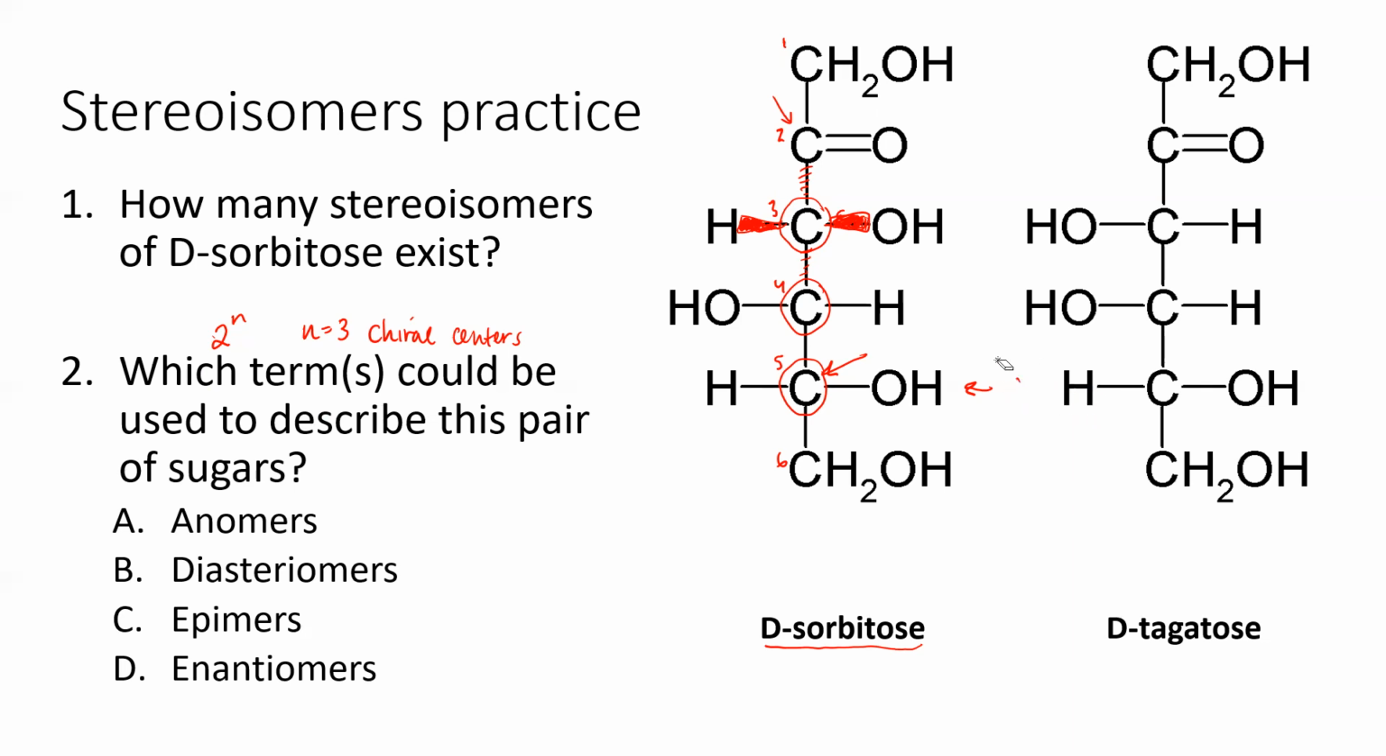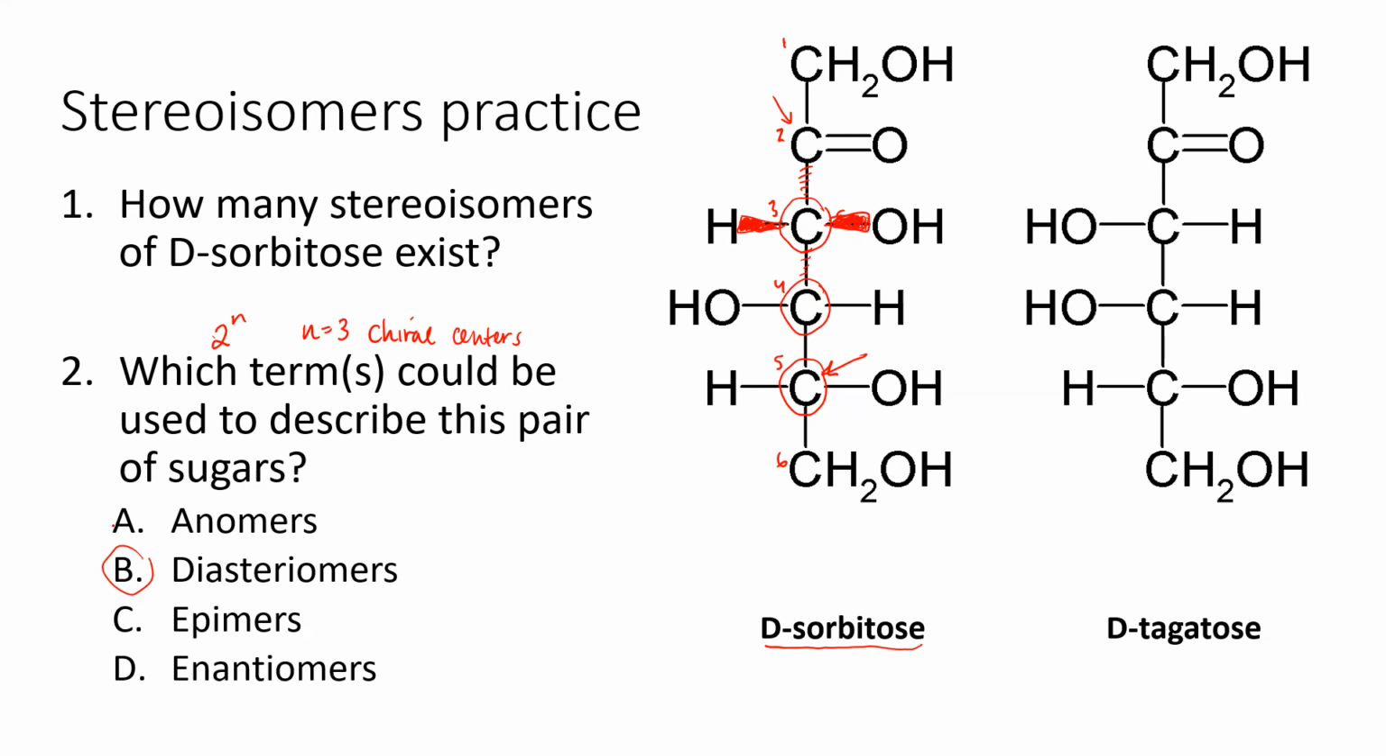I would say they're diastereomers. Yeah, excellent. So they are diastereomers. So how do you know that? What is the definition of a diastereomer? They have more than one opposite configuration of each other. So if they were all opposite configurations, they would be enantiomers. Since more than one is opposite, it's a diastereomer.